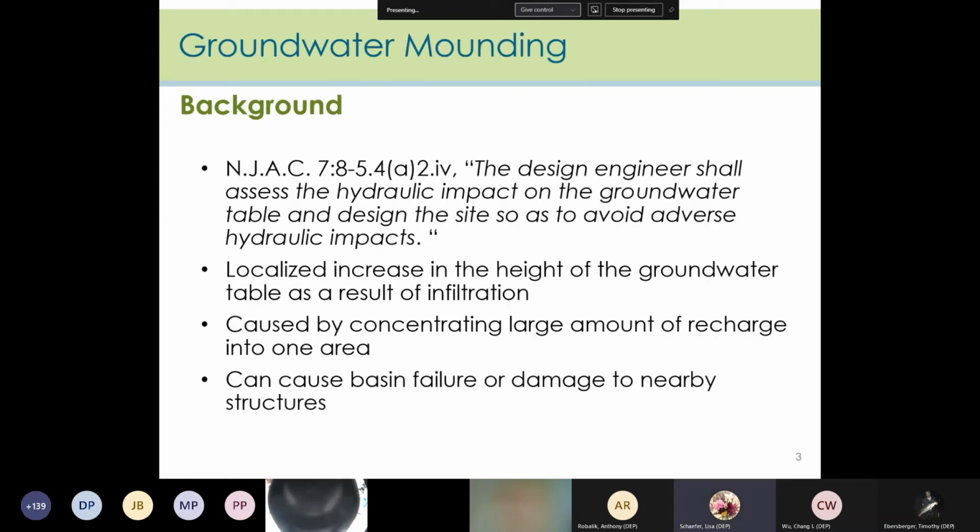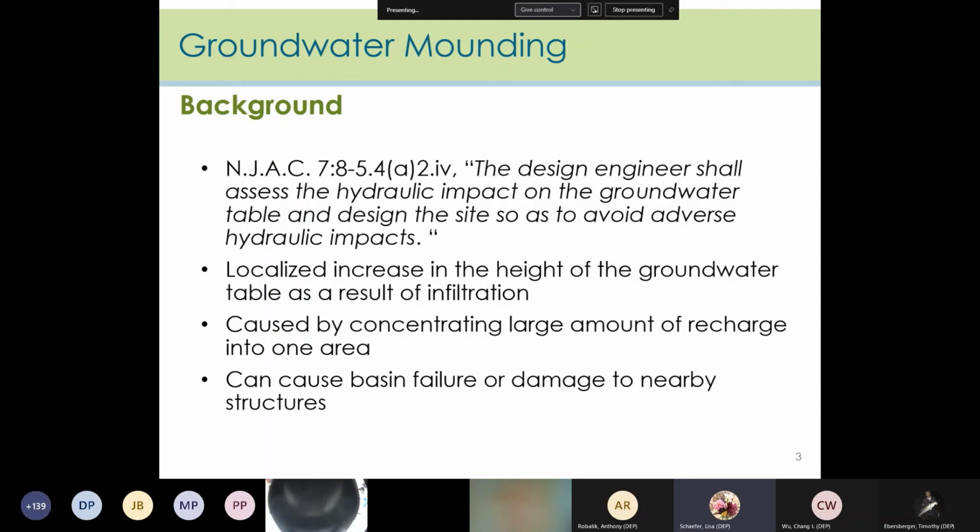So the rules require we assess the hydraulic impact of the proposed development on the groundwater table and design the site so as to avoid adverse impacts. Well, first off, what's an adverse impact? Well, when we infiltrate stormwater, the groundwater table rises locally, and then it needs some time to spread out before we return to stasis. So when we force a concentrated amount of runoff into one area, we get mounding.